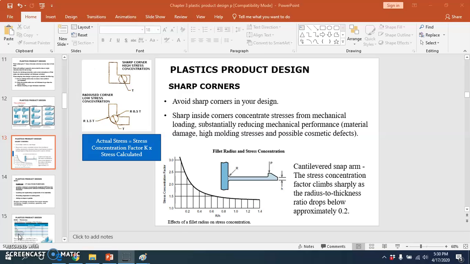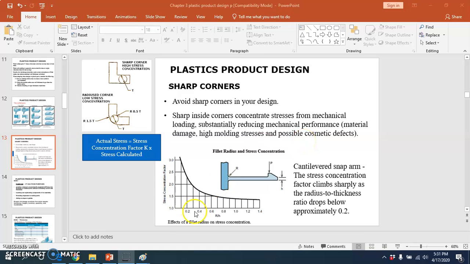We will continue our lecture with sharp corners. Sharp corners greatly increase the stress concentration. This high amount of stress concentration can often lead to failure of the plastic parts, such as reduced mechanical performance, material damage, high molding stresses, and possible cosmetic defects.